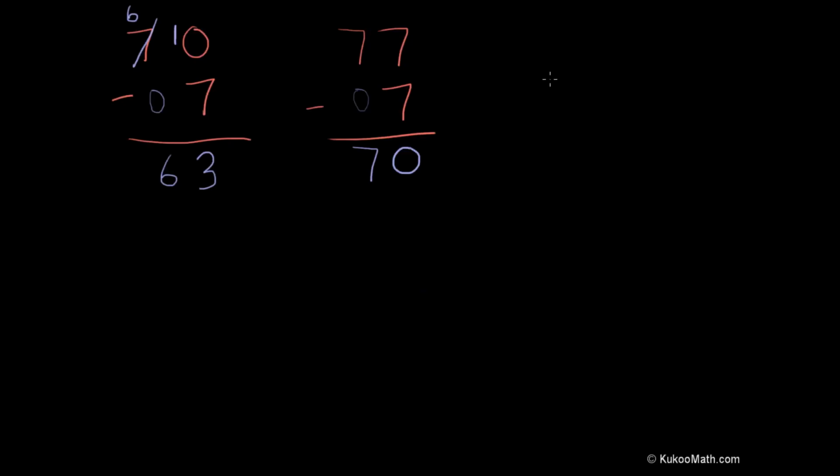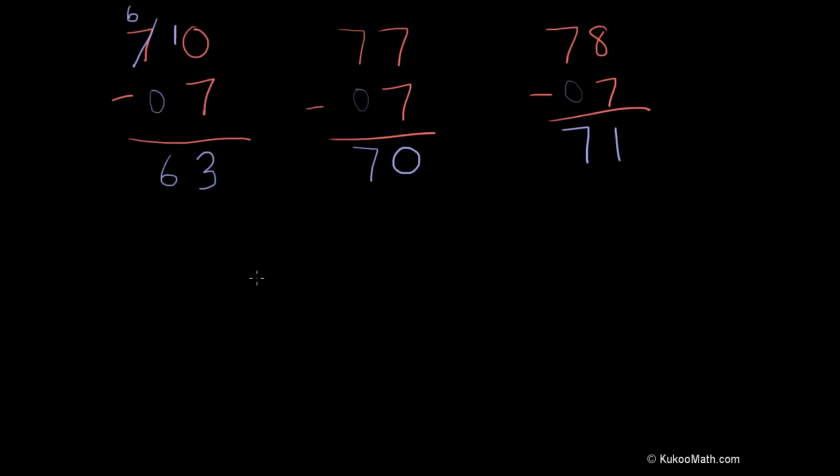Let's try another problem. 78 minus 7 is equal to what? 8 minus 7 in the ones column is equal to 1. 7 minus 0 is equal to 7. So the answer is 71.